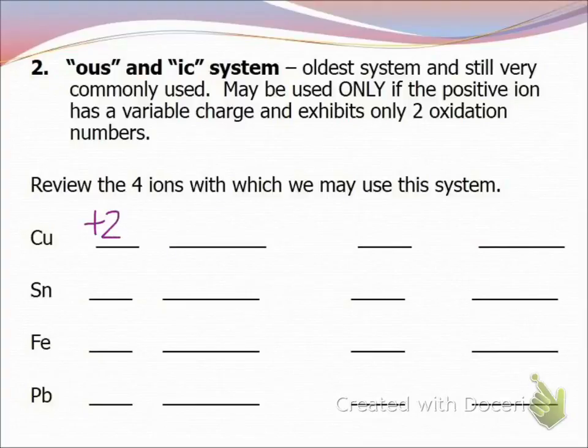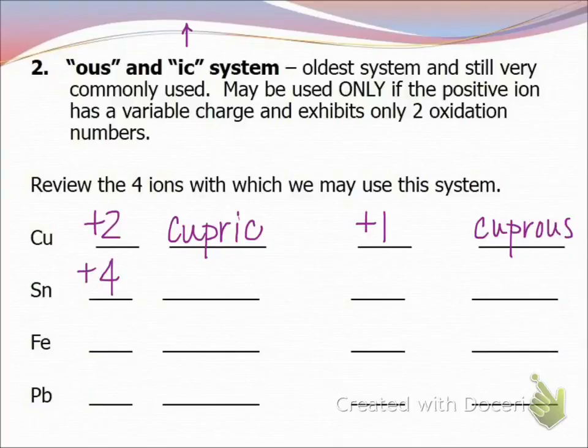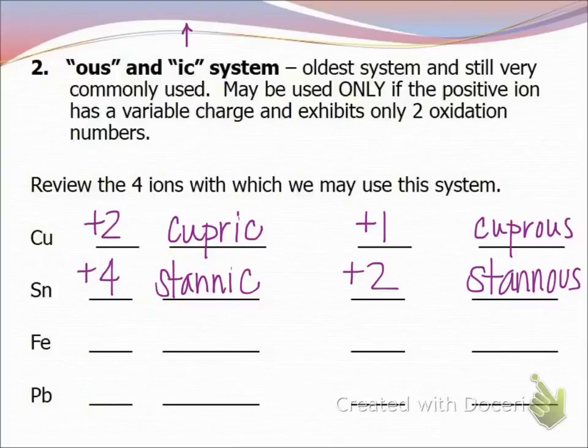We have copper, and copper is going to be a +2 or a +1. The -ic is always for the higher charge, okay? So this would be cupric, okay? And if you always wondered why copper is Cu, it's because it's from the old Latin name of cuprum. And then the +1 would be cuprous, okay? And then tin can be a +4 and a +2, and they are stannic. And now you know why tin has that Sn. And stannous.